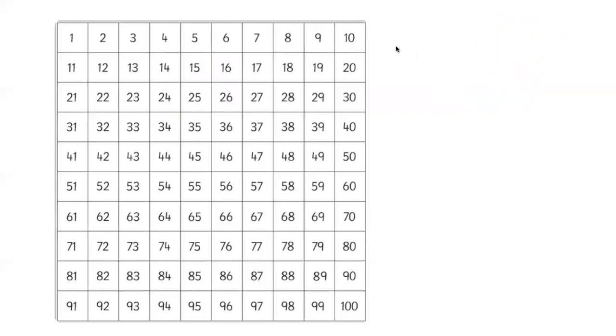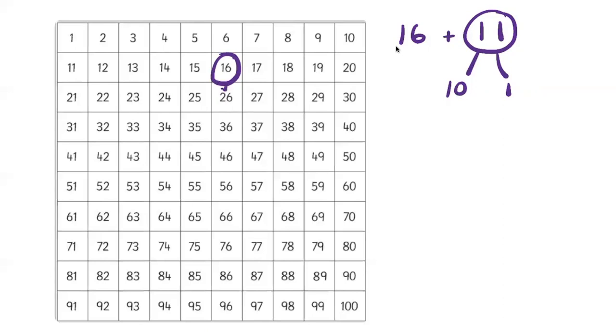Let's do 16 add 11. Off you go. Pause the video. Okay, so hopefully you knew that 11 was 10 and 1 unit. You found 16 here. You went down 10, and then you went across 1, and you got to 27. You can do this with your finger as well. My circles are just so you can see what I'm doing, but you could just use your finger.